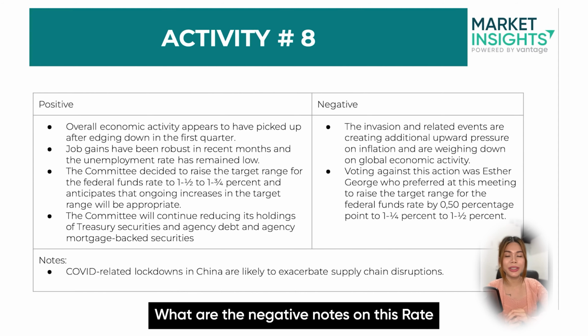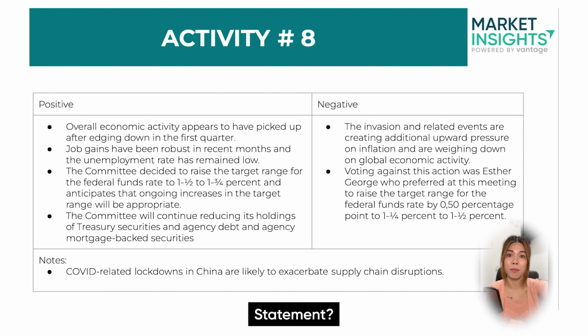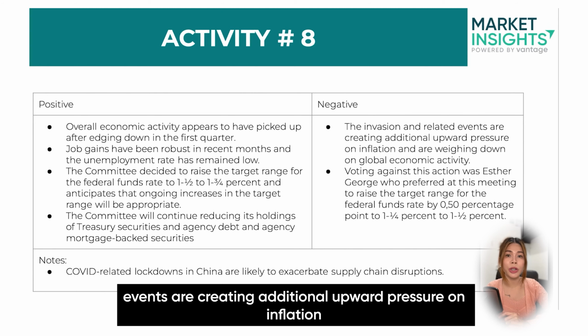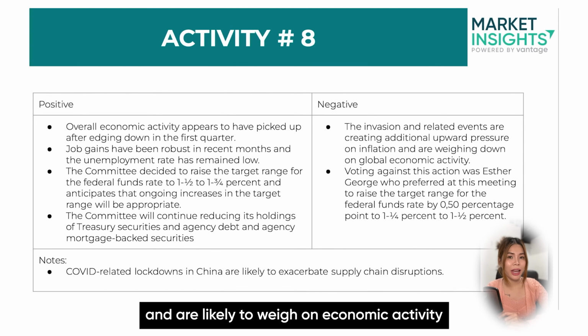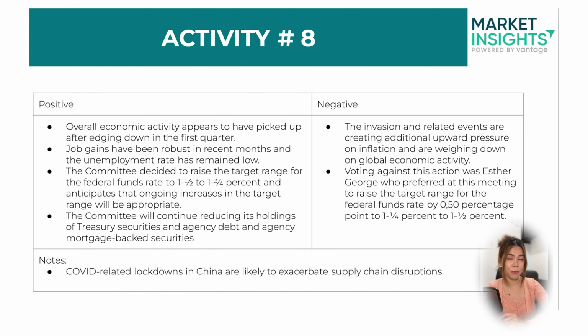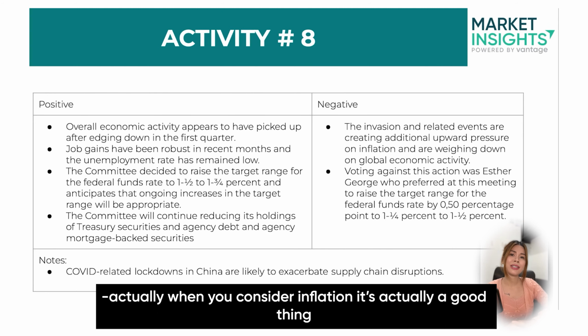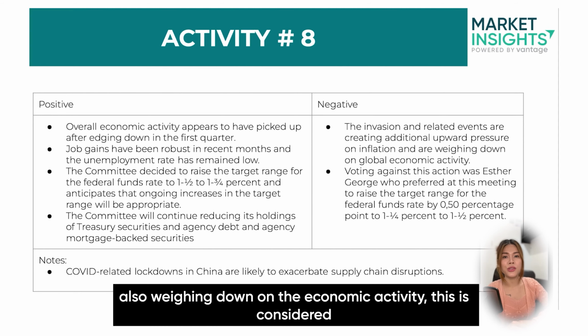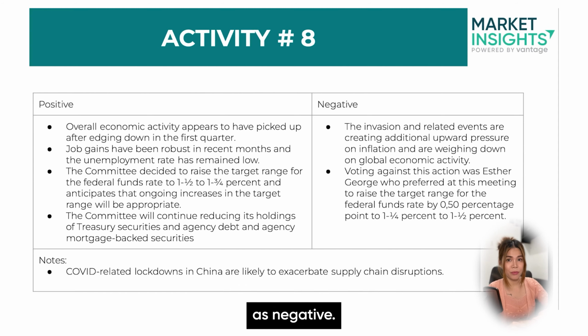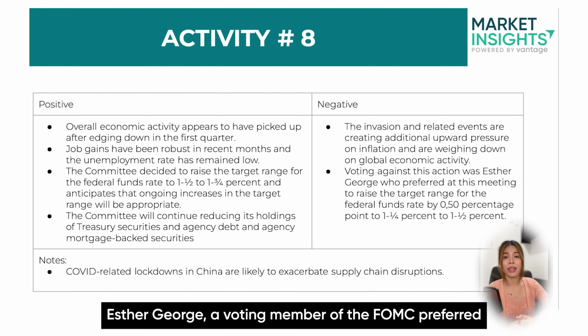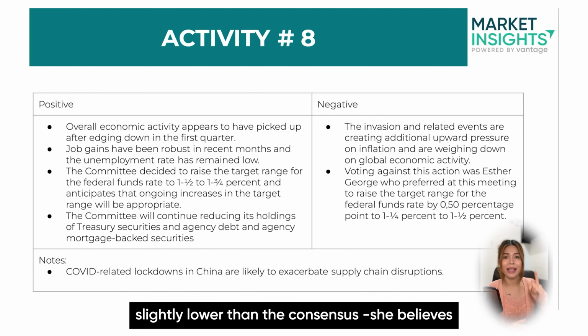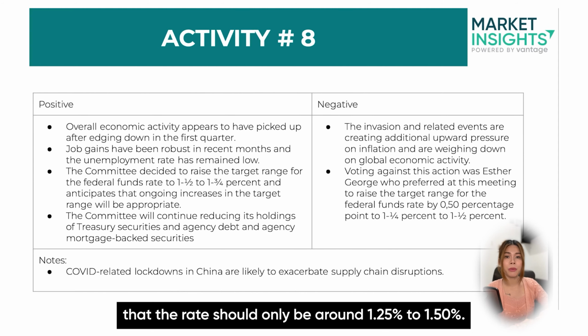Now, what are the negative notes on this rate statement? Number 1, invasion and related events are creating additional upward pressure on inflation and are likely to weigh on economic activity. Actually, when you consider inflation, it's a good thing, but since it's also weighing down on the economic activity, this is considered as negative. Esther George, a voting member of the FOMC, preferred to raise the rate slightly lower than the consensus. She believes that the rate should only be around 1.25% to 1.5%.